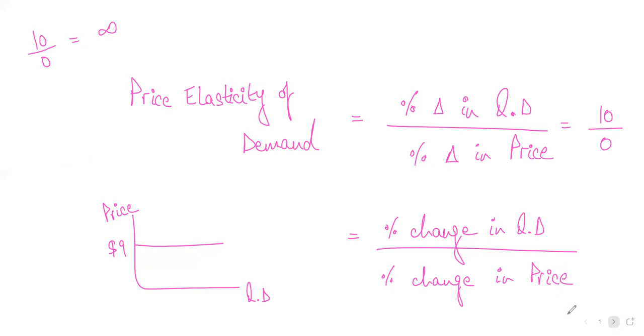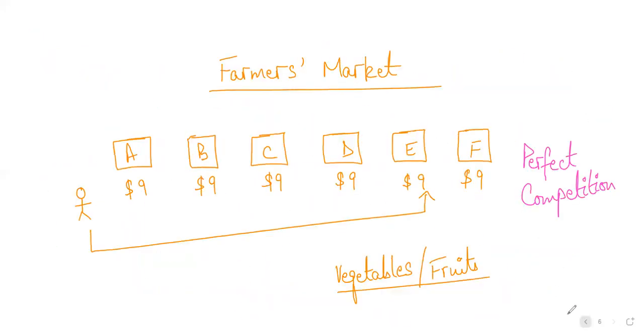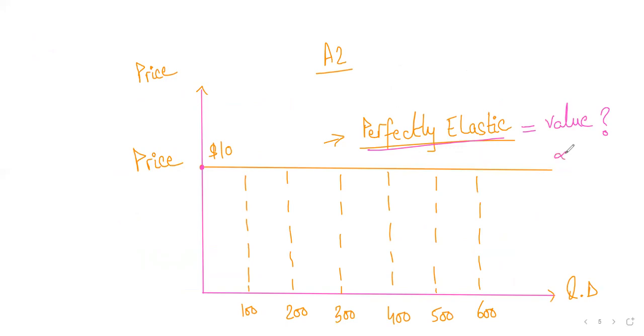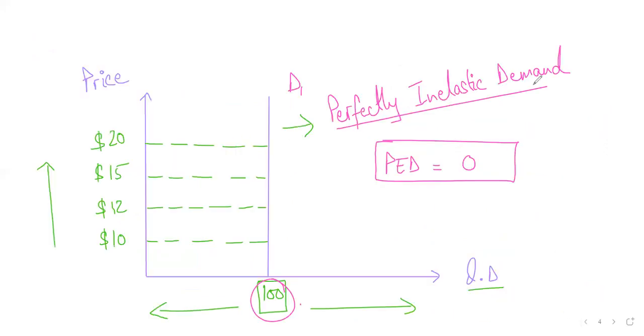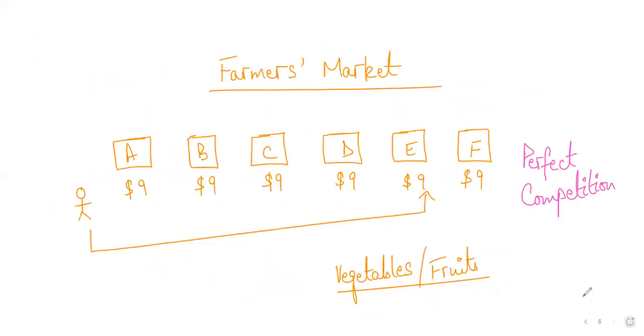So coming back to the point, the value of a perfectly elastic demand curve will be infinity. And the value of the perfectly inelastic demand curve is zero. Khadija, Khizr, is everything clear on this?